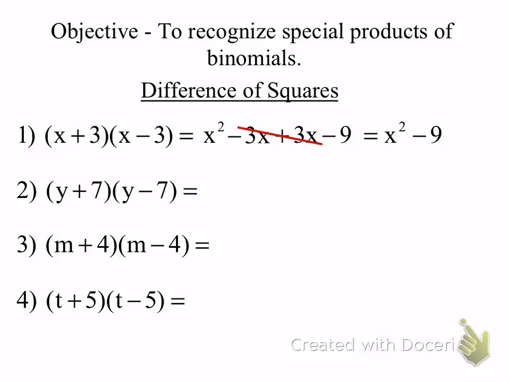Well, notice with these type of binomials, my inner products are getting canceled. So let's look at the next one, number 2. Mark. Y squared plus negative 7y. Negative 7y plus 7y minus 49. And again, when I combine like terms, Mark, what do I get? You get y to the second power minus 49.